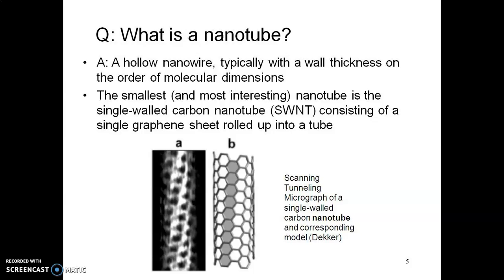The smallest nanotube is the single walled. Here you can see this single walled, a single wall is available. A carbon nanotube consists of a single graphene sheet rolled up into a tube. Here you can see this single graphene sheet rolled into the tube. Then we can say, scanning tunneling micrograph of a single walled carbon nanotube and corresponding model.